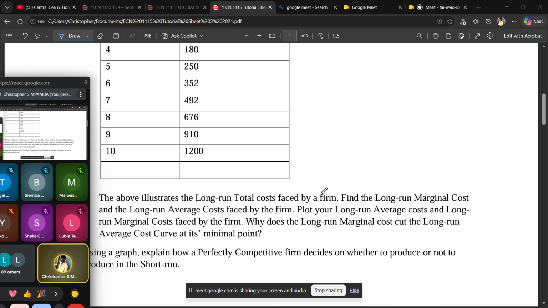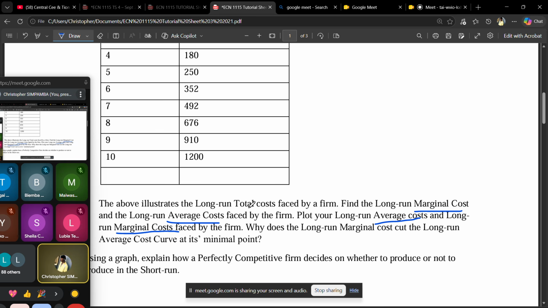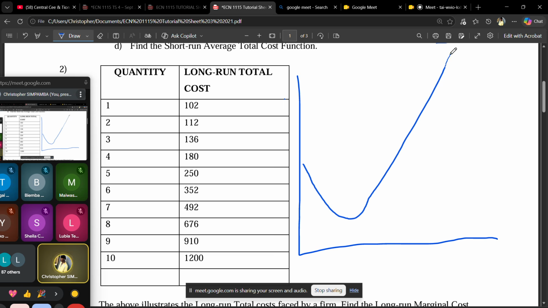And then the question, so we've answered two things, right? We've found marginal cost, we've also found average cost. Now we move to plotting the average cost and marginal cost in the long run. So how do we plot these things? Of course, we're going to have a curve like that. We know that our marginal cost will basically decrease first, and then it will increase like that.